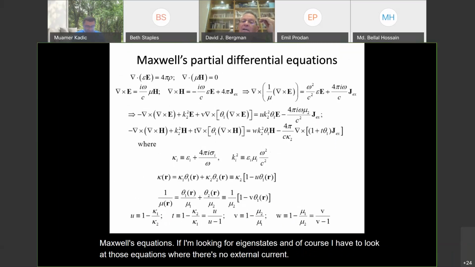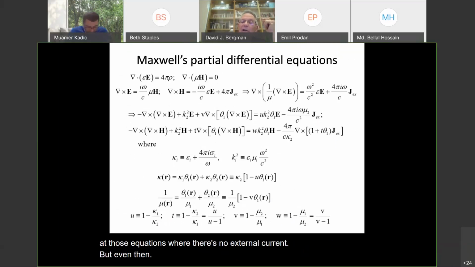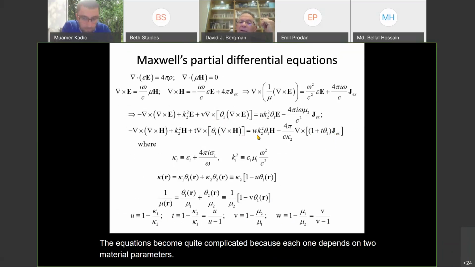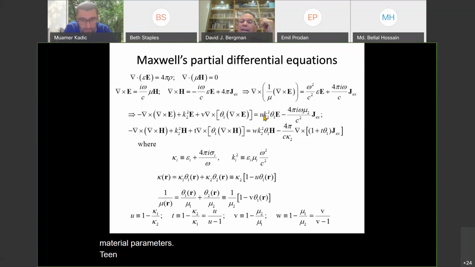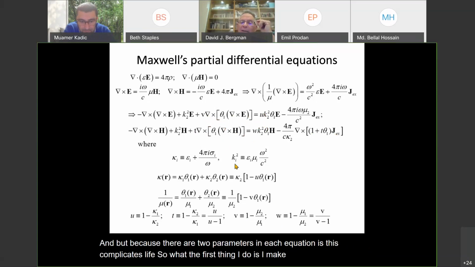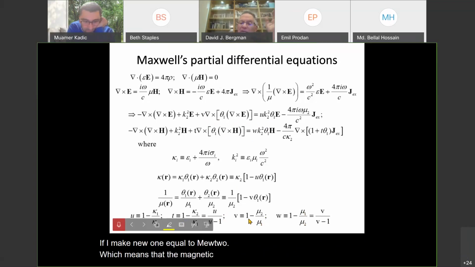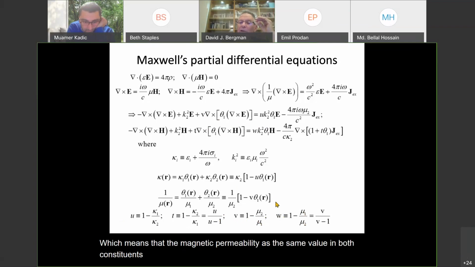But even then, the equations become quite complicated because each one depends on 2 material parameters, T and W and V and U. And of course, they also depend on kappa 2, so this wave number. But because there are 2 parameters in each equation, this complicates life. So the first thing I do is I make one of them 0. If I make mu1 equal to mu2, which means that the magnetic permeability is the same value in both constituents, then V, and also W, vanish.